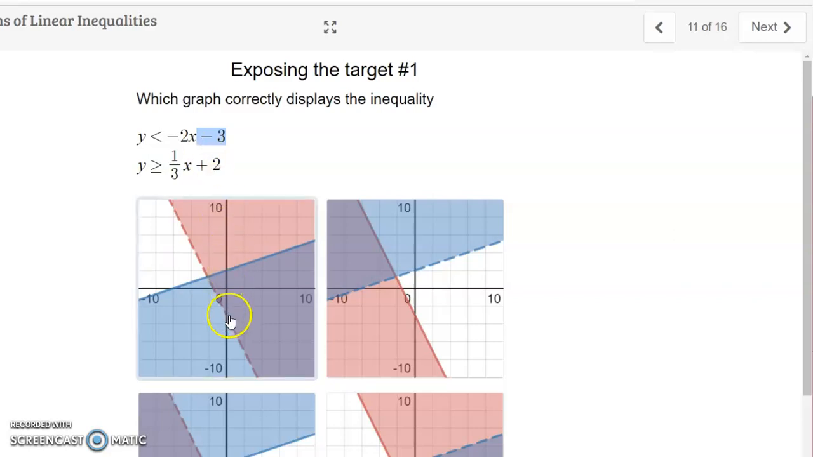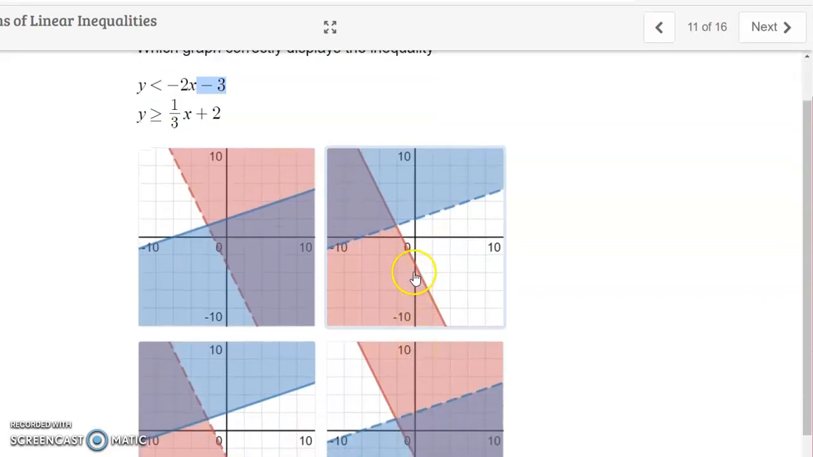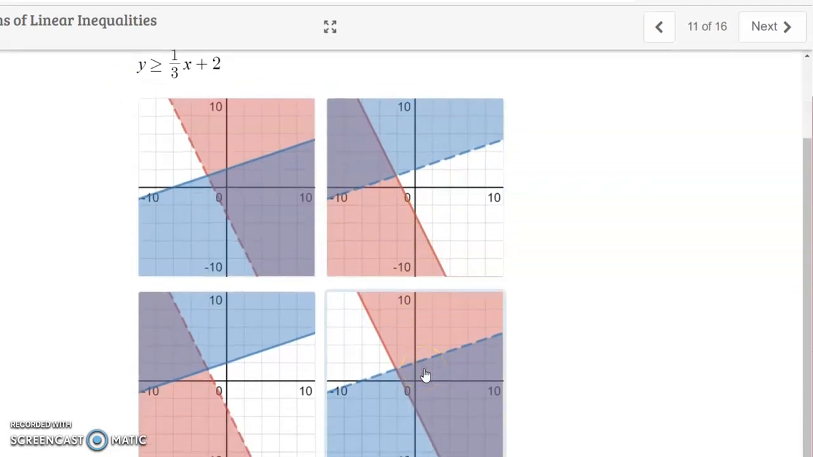Okay, so that would be down here. And then it has to have a slope that is down 2 to the right 1, so down 2 to the right 1. And then y is less than on a dashed line, so it can't be A. But it could be B, but then this is a solid line, this would be a dashed line, so it can't be that. Alright, so perhaps this one.